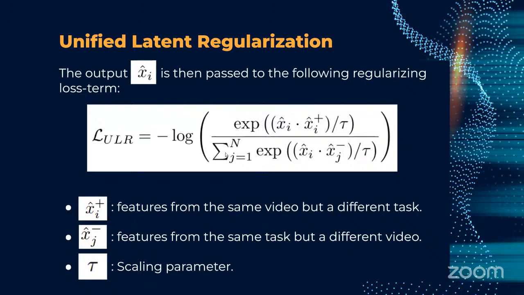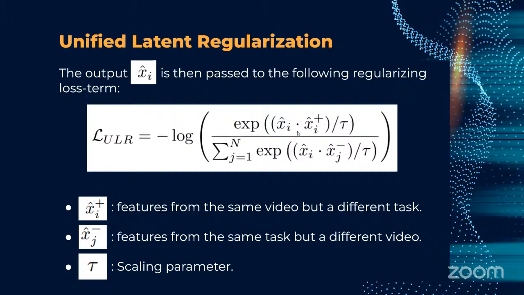This is then divided by the sum over all videos in the batch of the exponential function of, again, the extracted features ξ̂ times ξ̂ⱼ⁻. And ξ̂ⱼ⁻ here now denotes features extracted from a different video in the batch, but for the same task. And further, τ here denotes a scaling parameter.